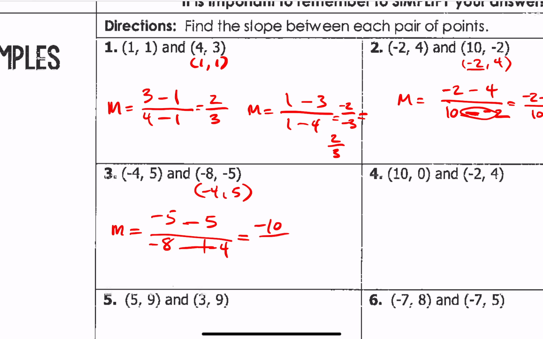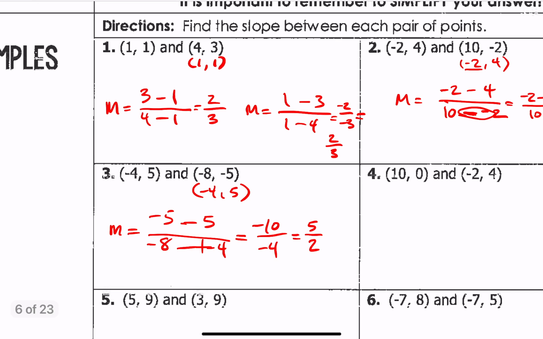So one of the tricky parts of this is if you're not good with positive and negative operations, you're going to run into trouble. So you got to really be careful with that. The bottom is -8 plus 4. That's -4. So these negatives are going to cancel out to make this a positive number, and they both can be divided by 2. They both have 2 as a factor. So 10 divided by 2 is 5. 4 divided by 2 is 2. So this slope is going to be 5 over 2.